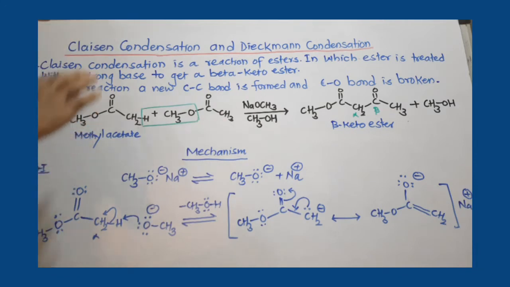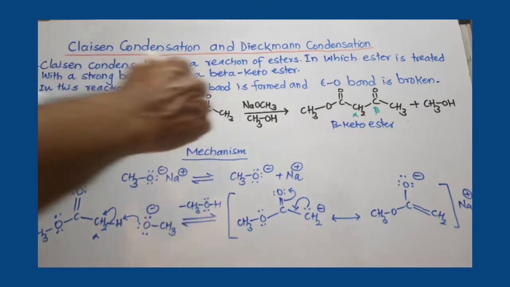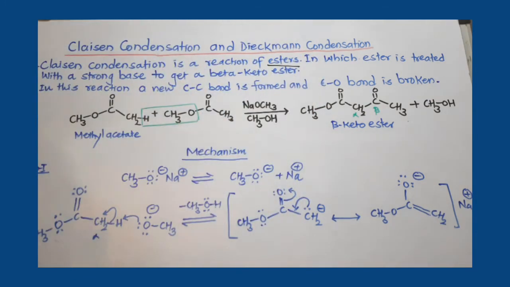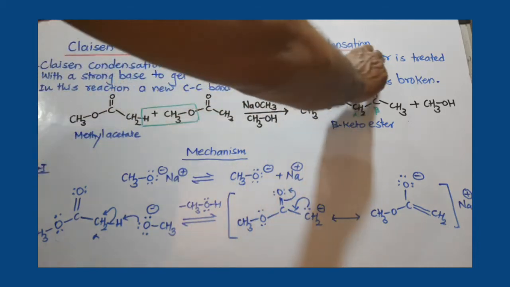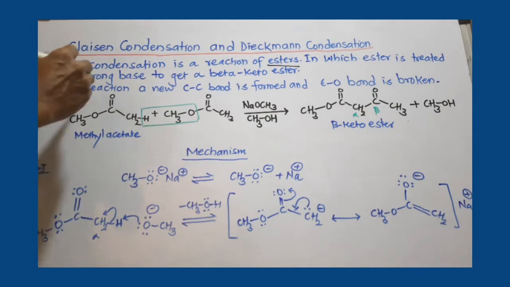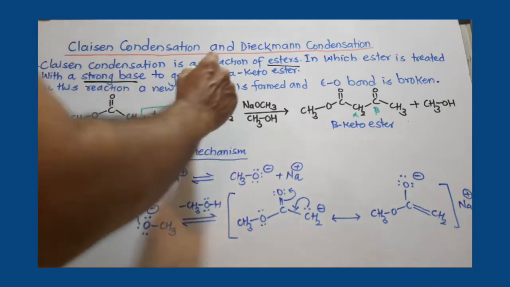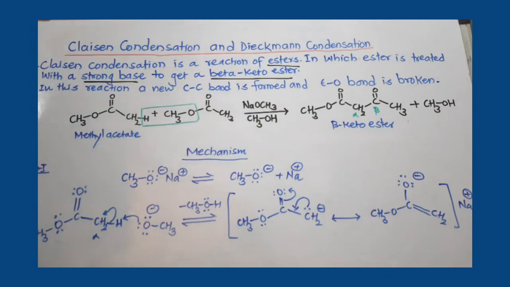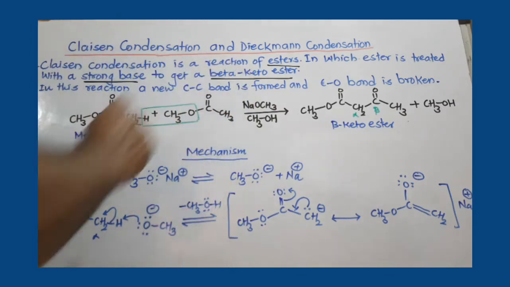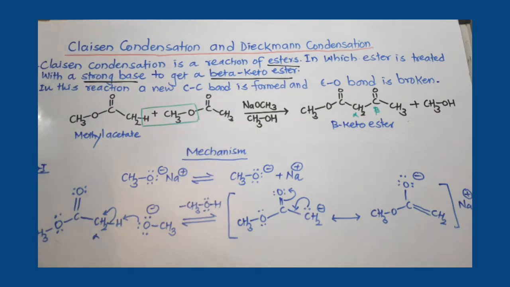So actually, this is a Claisen condensation. So what is Claisen condensation? It is a reaction of esters. So we need ester for the Claisen condensation, where at least one molecule of the ester must have alpha hydrogen. Then what happens? These esters are treated with a strong base, and we always get a beta-keto ester, meaning at the beta position there is a carbonyl group. Because of that we call it a beta-keto ester, and this is called Claisen condensation.